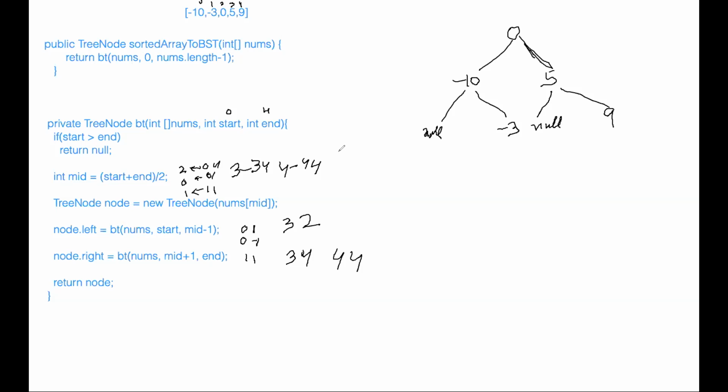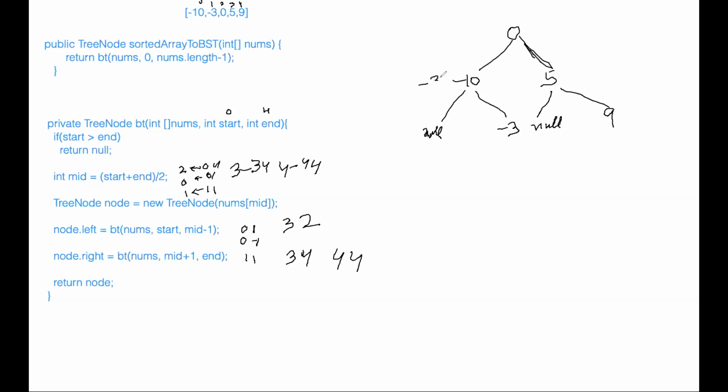But there is another way to do it, because usually when we say balanced binary tree, we see the left side should be more than the right side. So instead of -10 with -3 here, you can have the reverse way: -3 at the top and -10 below.